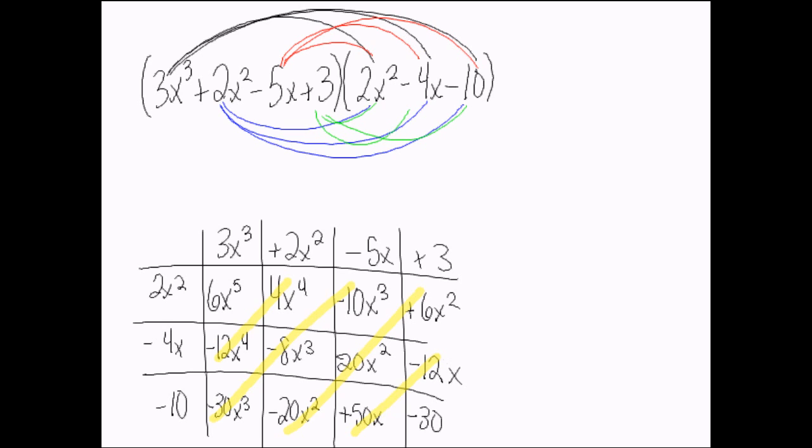So when I put this together, I have 6x to the fifth, negative 12 plus 4 is negative 8. Negative 30 minus 8 is negative 38. Minus 10 is negative 48. Negative 20 plus 20 is 0. Plus 6. Negative, or 50 minus 12 is 38. And then minus 30.